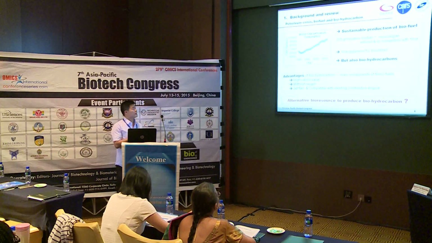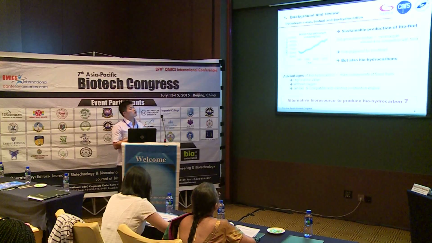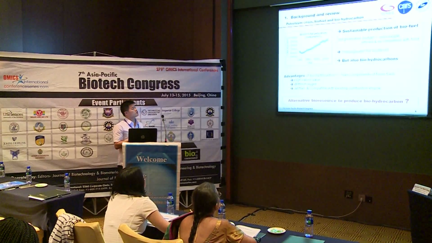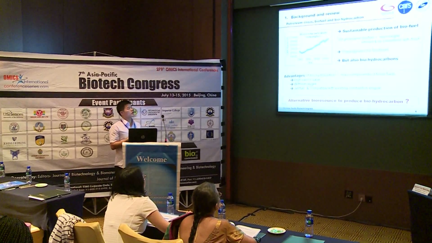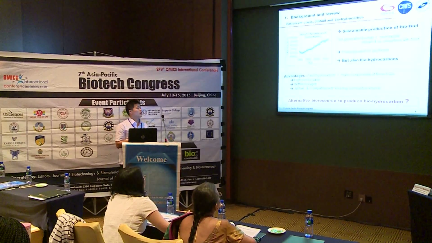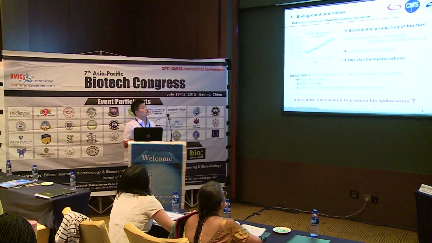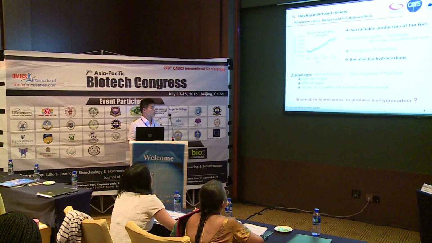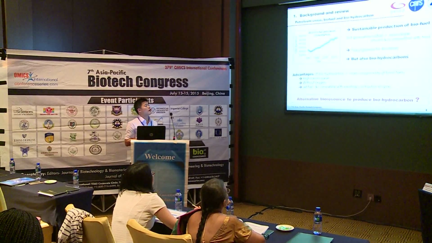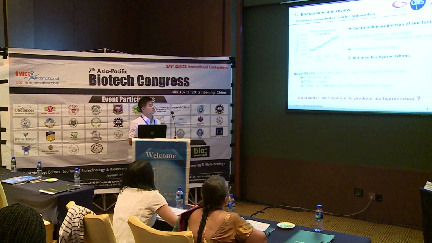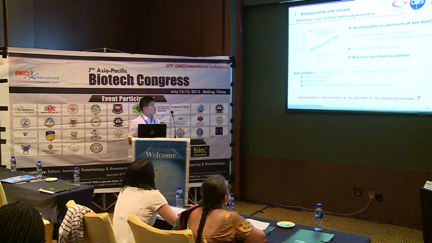From this figure, we can see the world total petroleum consumption increases every year. To find a sustainable production of biofuel is meaningful. The third generation biofuel is using microalgae to produce biofuel. It's more efficient and has no competition with food. The microalgae biofuel is not only biodiesel but also biohydrocarbons. Biohydrocarbons are the main component of fossil fuel.